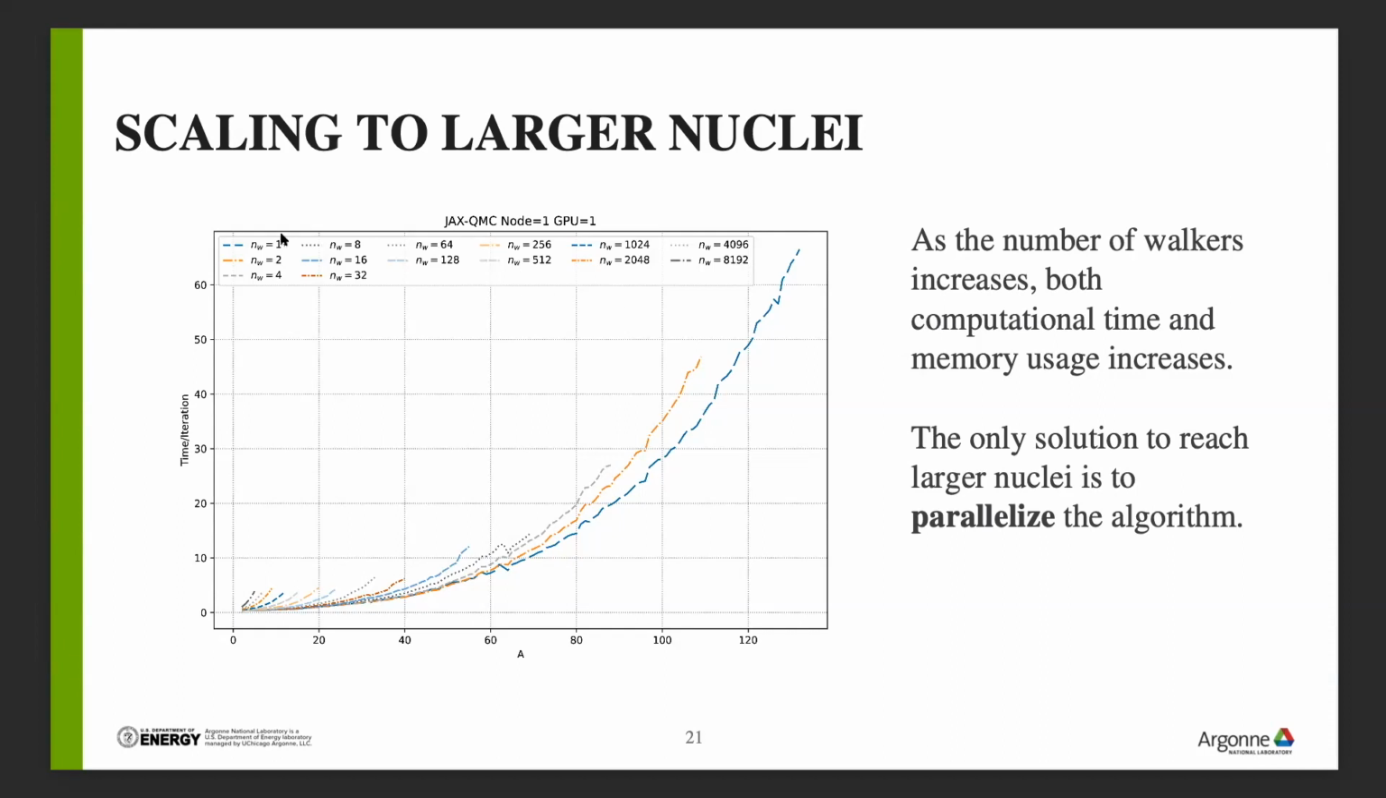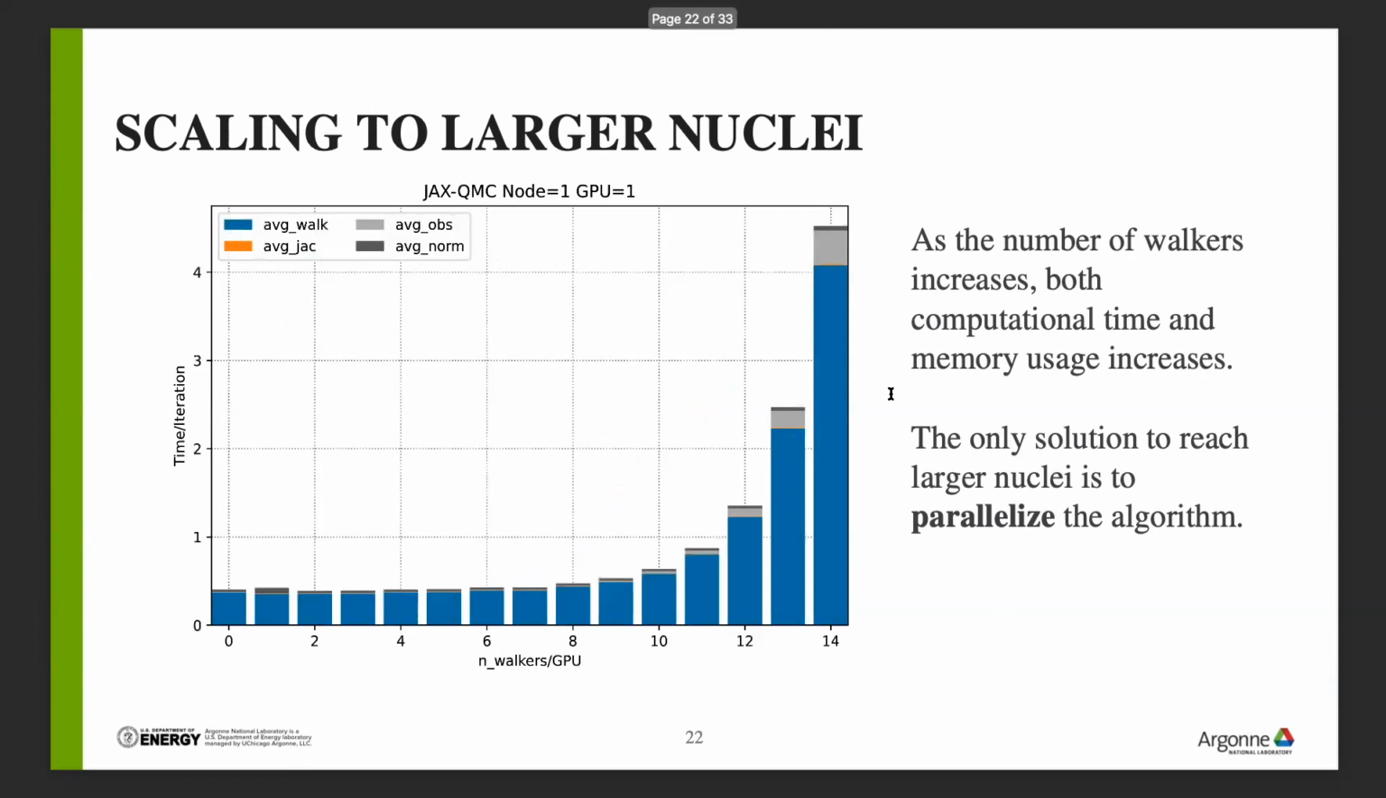So here is just as a function of the number of nucleons, A, on the x-axis, how long it takes per iteration as you increase the number of walkers. So down here in the lower left corner is something like 8,000 walkers, and you can only get up to A equals a small number, less than 10. And to get to nuclei that are experimentally interesting for nuclear physics, you're looking at 1, 2, 4 walkers will fit on a single A100 in this case. So this was a clear need to parallelize the algorithm.